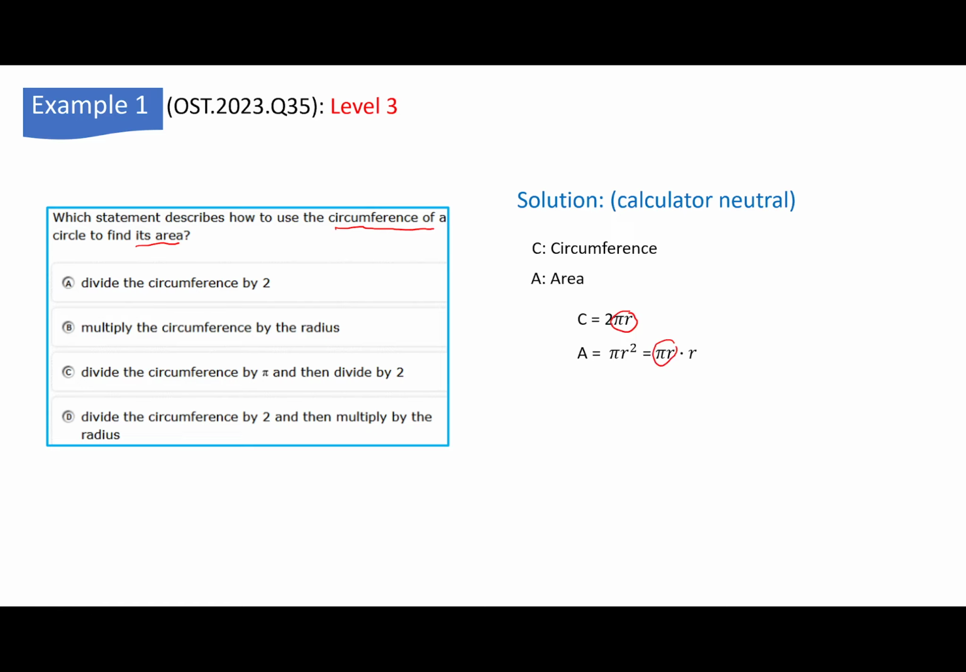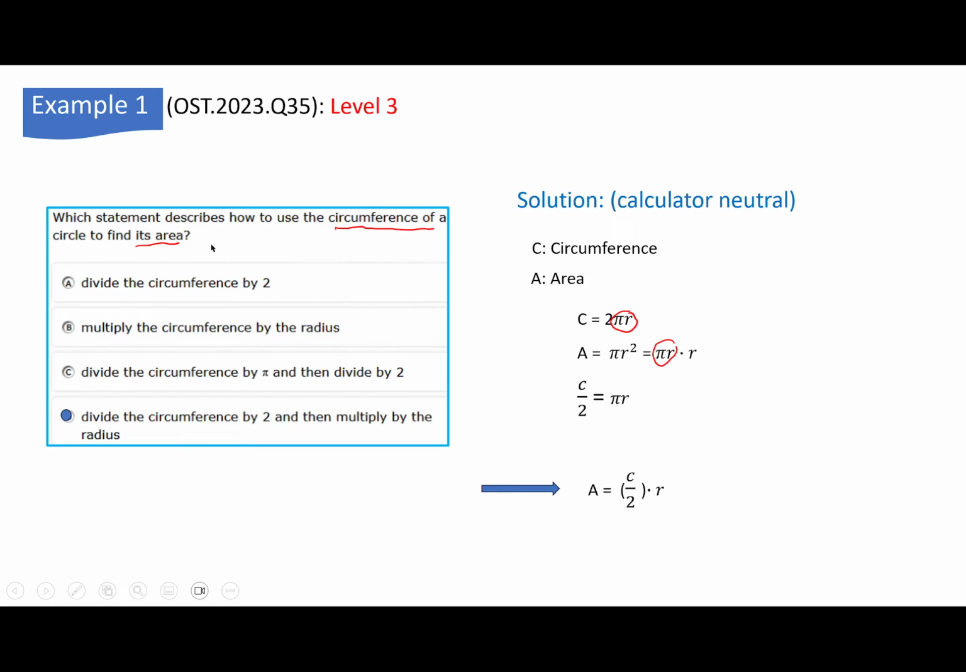Okay? So now from this equation here, I'm going to divide by 2. I get C over 2 is equal to pi r. So all I have to do is take this and replace pi r with C over 2 here. I tie this way the area to the circumference. So area is C over 2 times r.